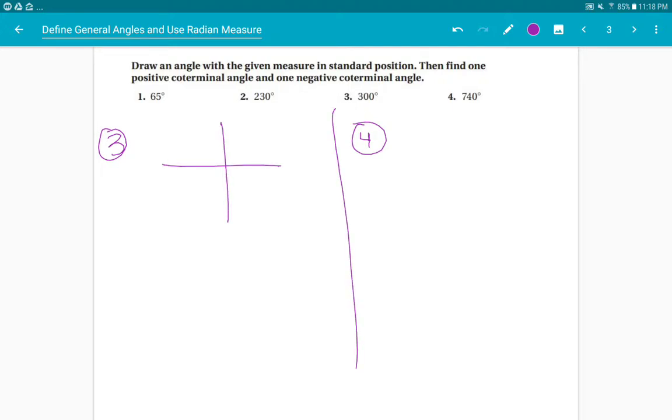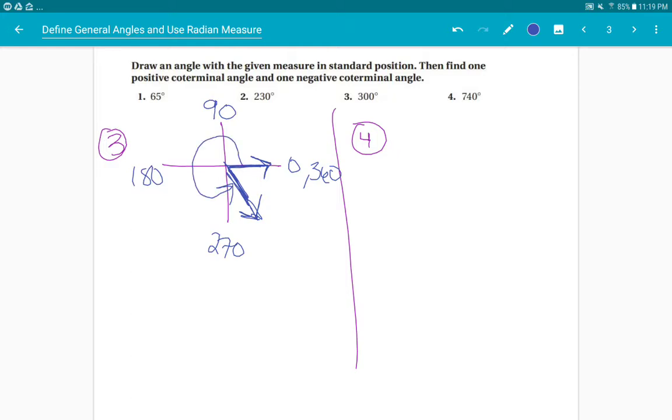Okay, so number 3, we are going to draw a 300-degree angle. So initial side here, and a 300-degree angle. So this is 90, 180, 270, 0 or 360. So we're going to definitely draw this between 270 and 360, but it's going to be closer to 270. Okay, so there's your angle. We are traveling in this direction from initial to terminal side.